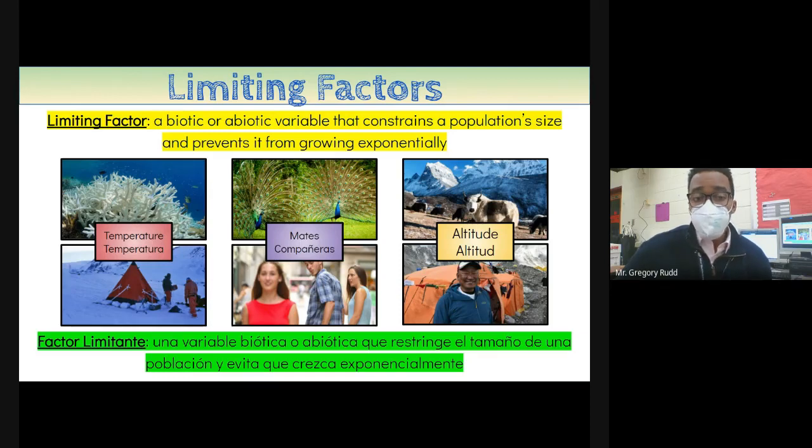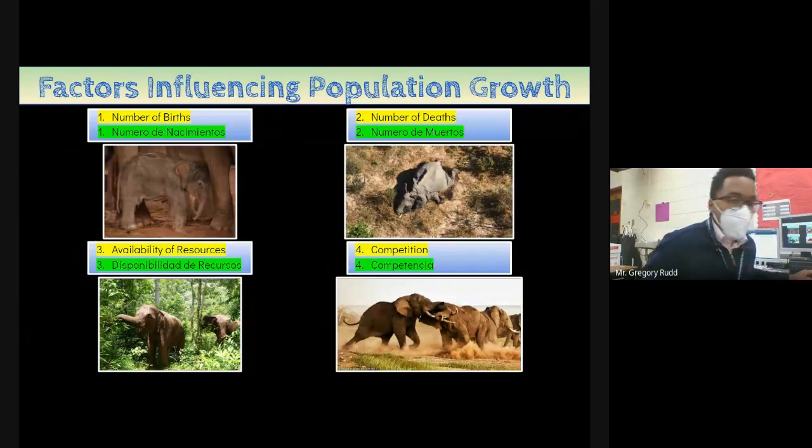There are some species that stay with the same mate. Human beings typically stay with the same mate. But there are other species that basically just find, you know, the first available mate. All right, but these things contribute to how often a mate can be found and how often offspring are had. And then altitude might be a limiting factor, and another abiotic factor.